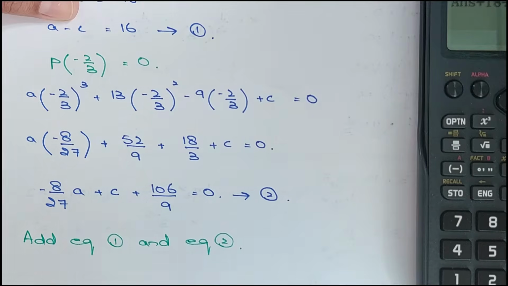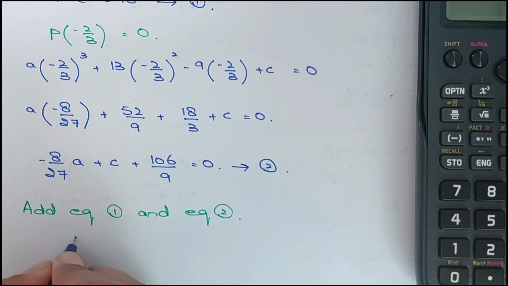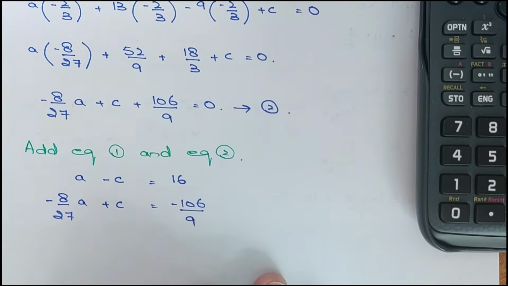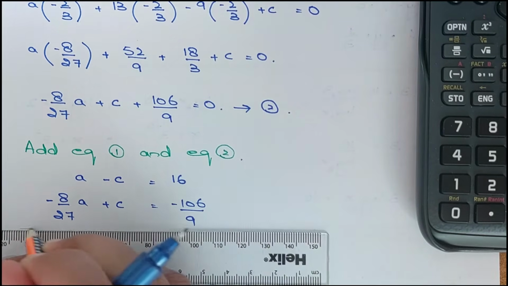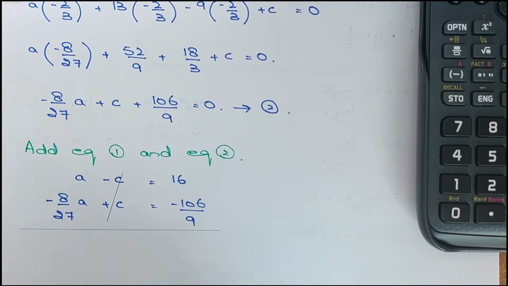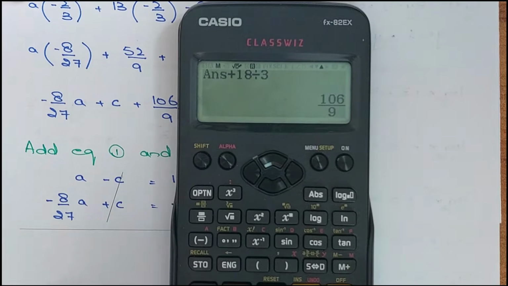Okay, so let me add the two equations. We have a minus c, this is 16, right? Sorry, yeah, positive 16, and minus 8 over 27a plus c is minus 106 over 9, shifting this on the other side, right? So if I add the two equations, you can see we can easily cancel the c, positive c and negative c, right? So let me add these two terms.